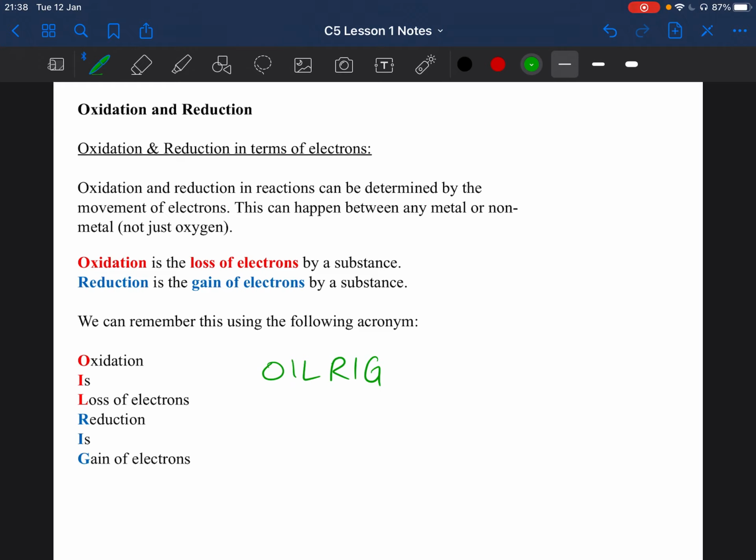And this only really works when we're talking about the movement of those electrons. It doesn't work if we're just talking about oxidation in terms of oxygen movement. So what we have to remember here is something is losing the electrons and something is gaining the electrons.